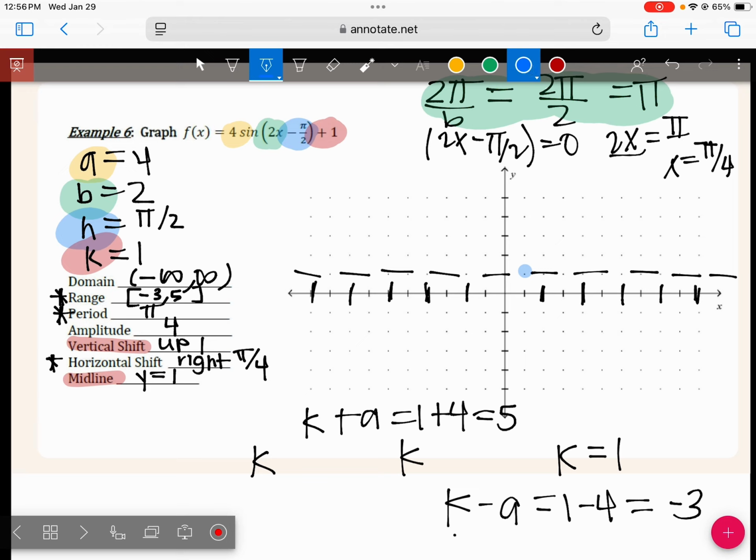Do we go up or down next? Up. So we go up to 5. Back down to the midline. Down to -3. Back up to the midline. And we completed 1 full cycle.